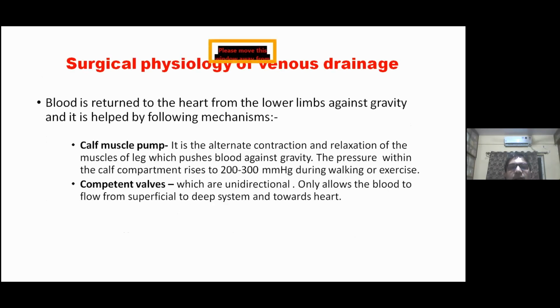Now, surgical physiology of venous drainage. Blood is returned to the heart from the lower limbs against gravity and it is helped by the following mechanisms. Calf muscle pump: it is the alternate contraction and relaxation of the muscles of the leg which pushes blood against gravity. The pressure within the calf compartment rises to 200 to 300 millimeters of mercury during walking or exercise. And competent valves, which are unidirectional, only allow the blood to flow from superficial to deep and deep to heart.